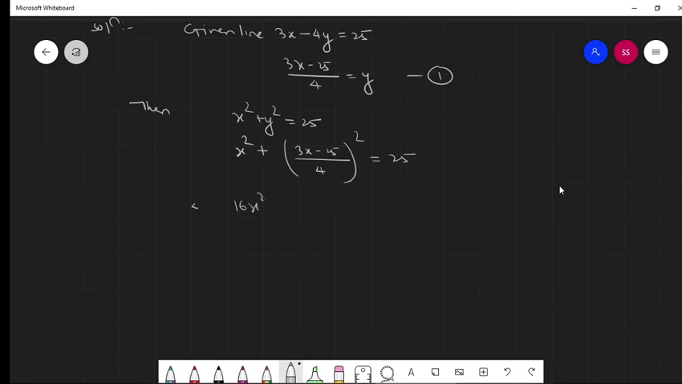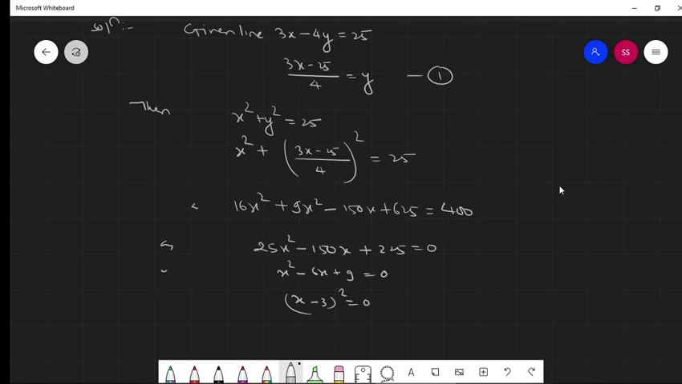Or 16x square plus 9x square minus 150x plus 625 equal 1625, therefore 400. Applying the formula, taking LCM and cross multiplication all done at the same time, then 25x square minus 150x plus 225 equal to 0, x square minus 6x plus 9 equal 0, x minus 3 whole square equal to 0. Therefore, x equal 3.